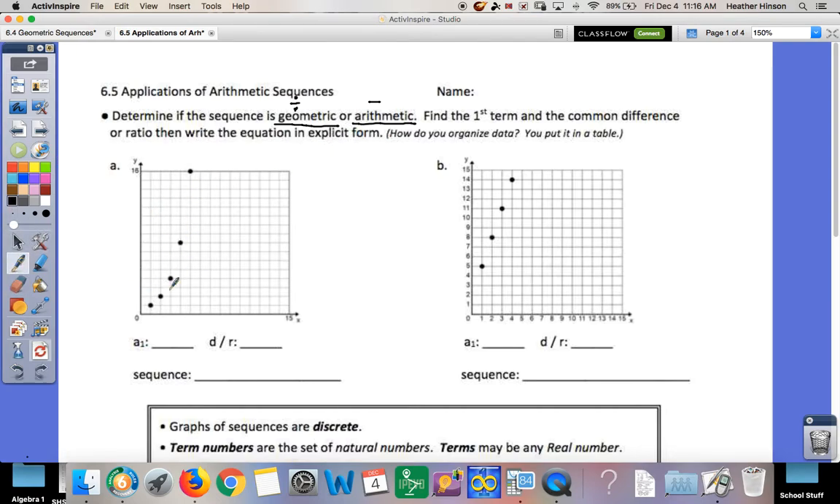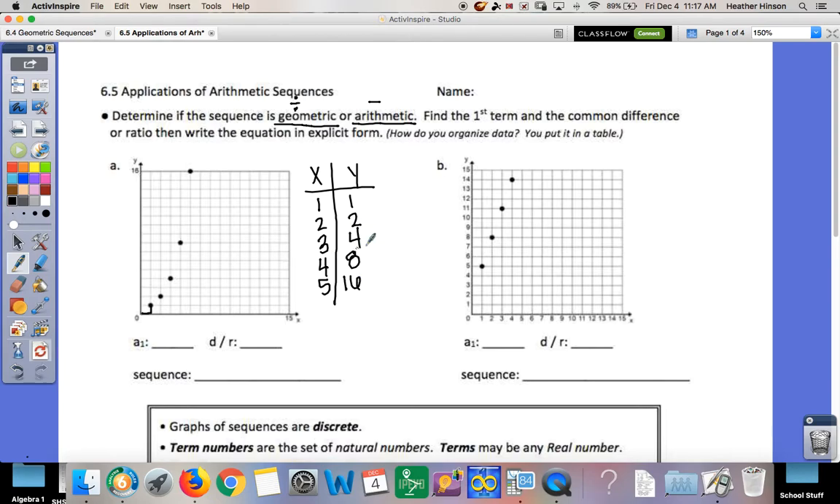So for our first one, the easiest way to organize this data on the graph is just to make a table. So we got x and y, and we'll just grab all of our points. So this first one goes over 1, up 1, so that's 1, 1. Then 2, 2. Then 3, 4. The next one is 4, 8. And the last one goes over 5, up 16.